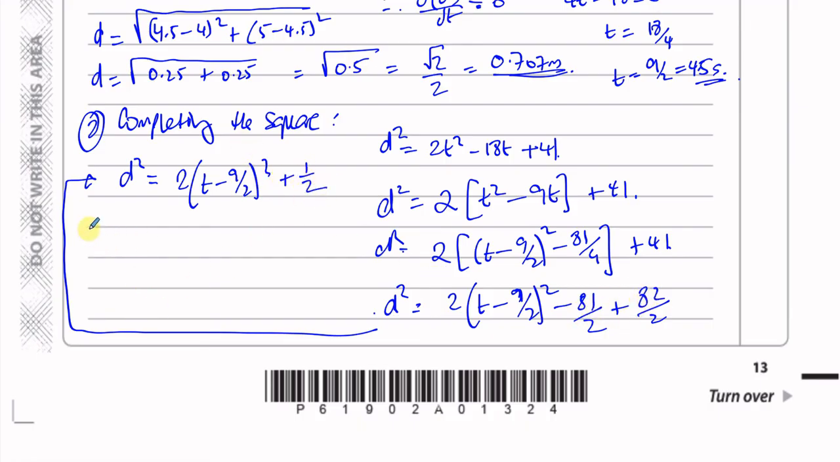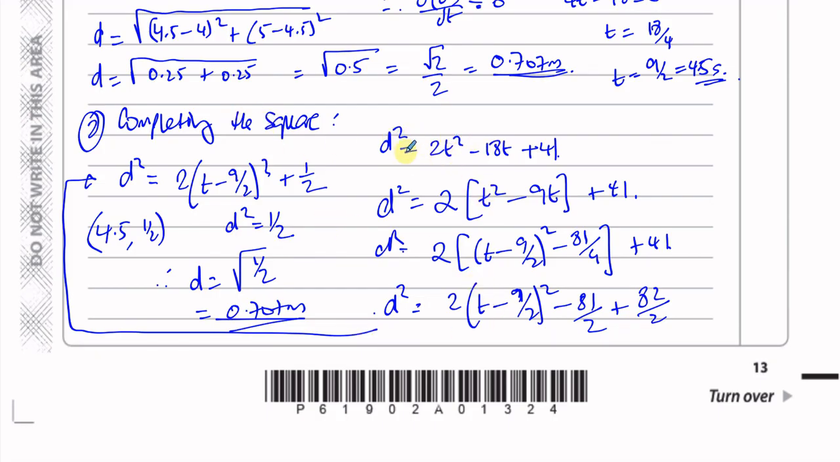So we can see that the minimum point is going to be at 4.5 and a half. When t equals 4.5, this is d squared. So we know that d squared is equal to a half when t equals 4.5. Therefore, d is going to be the square root of a half, which is exactly what we got there, which gives you 0.707 meters. So that's an alternative way of answering the same question using completing the square.